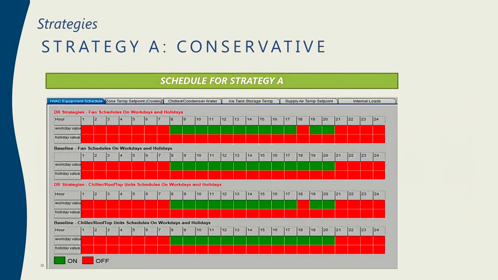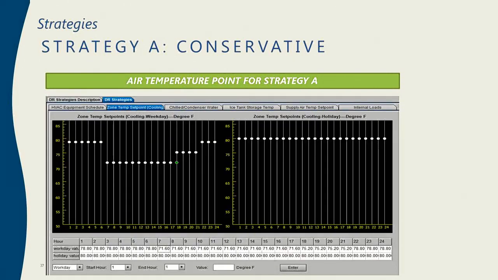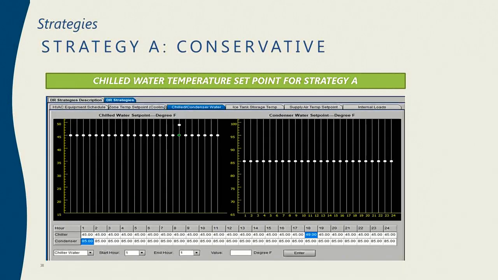The first strategy, based on the global temperature adjustment, is very conservative and consists in turning off the HVAC equipment at 6 p.m., increasing the temperature set point from 22 Celsius to 24 Celsius and the chilled water temperature from 7 Celsius to 9 Celsius. The duration of the DR event for this case is 1 hour, returning abruptly to the previous levels as soon as the established time ends. This is the schedule for strategy A. This is the air temperature point for strategy A. This is the chilled water temperature set point for strategy A.